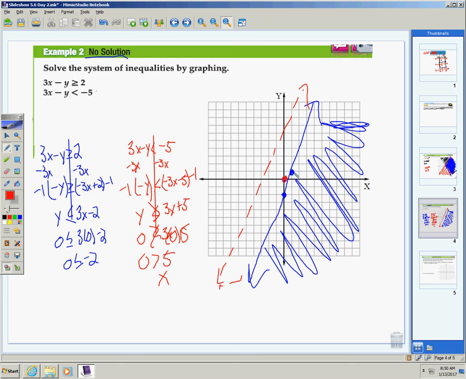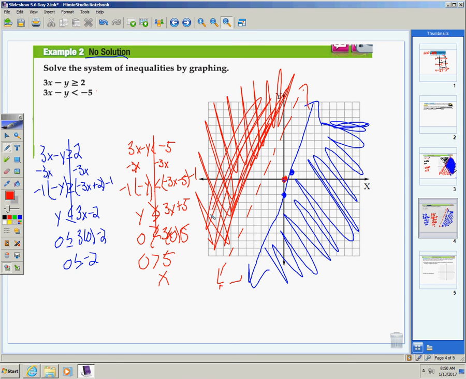And here's what a no solution to a system of inequalities would look like. Notice, is anything shaded twice? Absolutely not. Okay, nothing shaded in blue is also shaded in red. But here's what you could have noticed initially. I've got 3x minus y in each case. I've got 3x minus y is greater than or equal to 2, and 3x minus y is less than negative 5. These are the exact same thing.